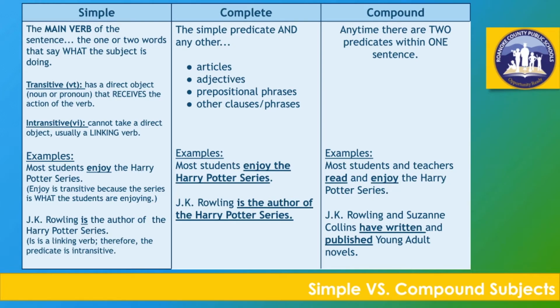And compound, just like subject, that's when we have two predicates within one sentence. Most students and teachers read and enjoy the Harry Potter series. And then J.K. Rowling and Suzanne Collins have written and published young adult novels. So there we have two different predicates.